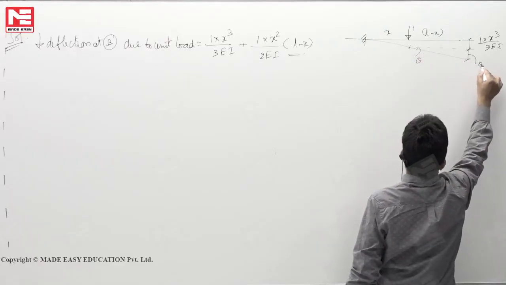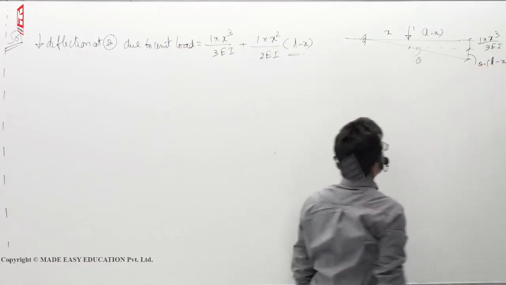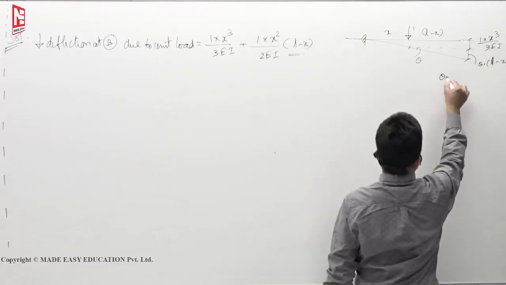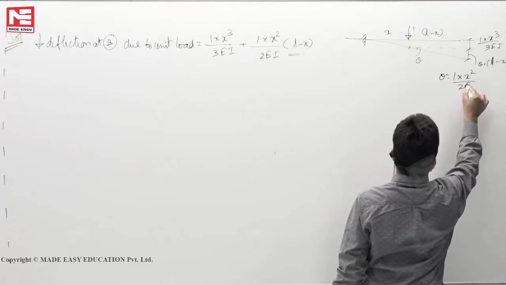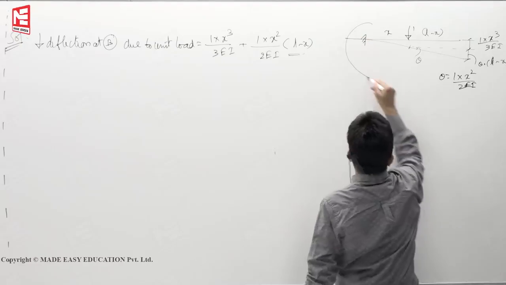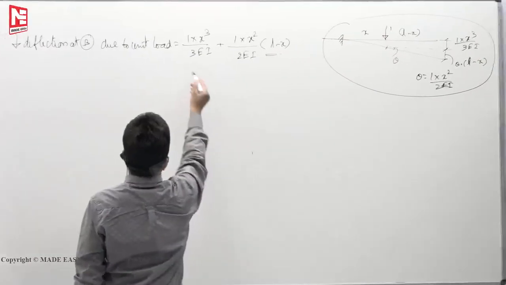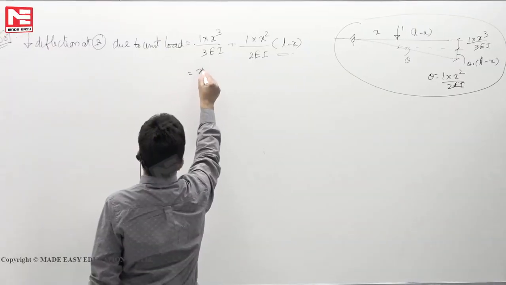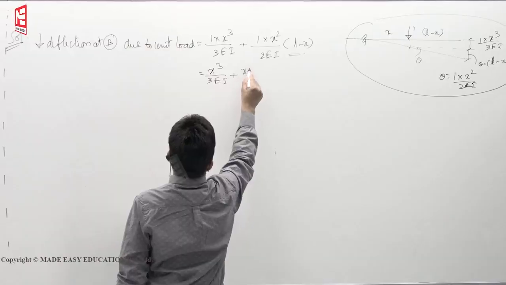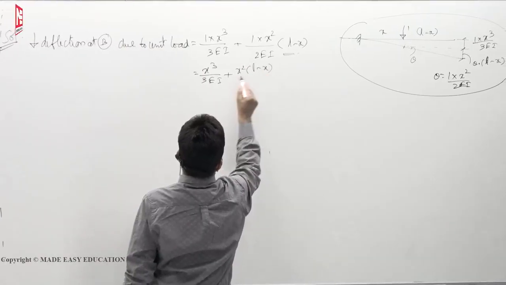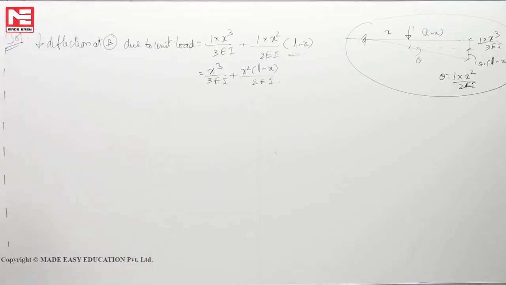This distance is theta into L minus x. So this plus this. Theta we know, it is W L square by 2EI. This is what you have studied in strength of materials, and I am doing it in the same way. So you will get x cube by 3EI plus x square into L minus x by 2EI. This is a downward deflection.